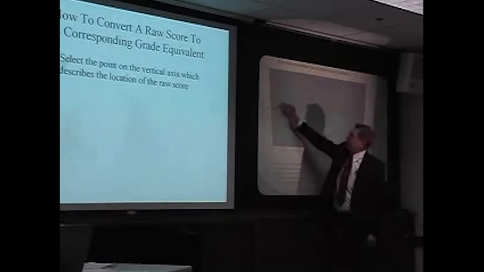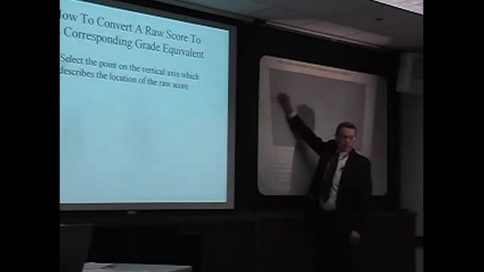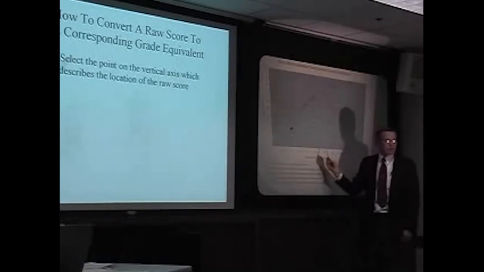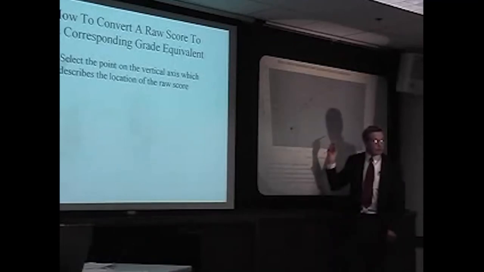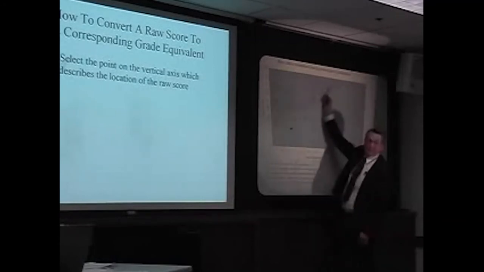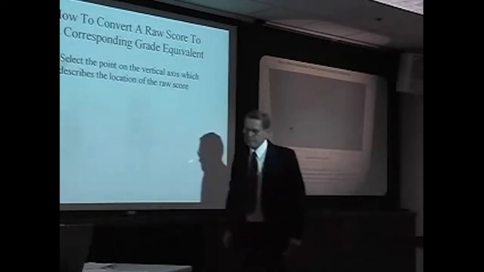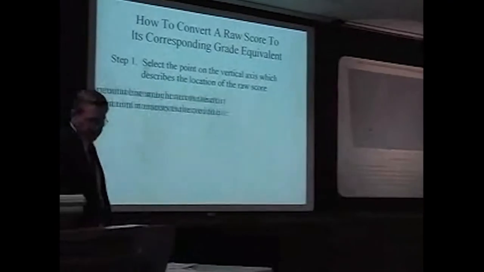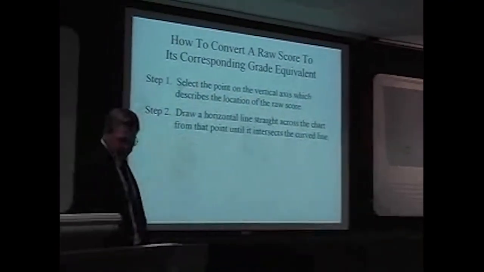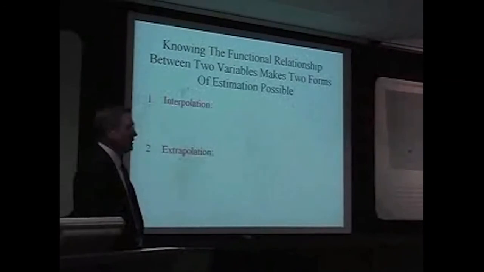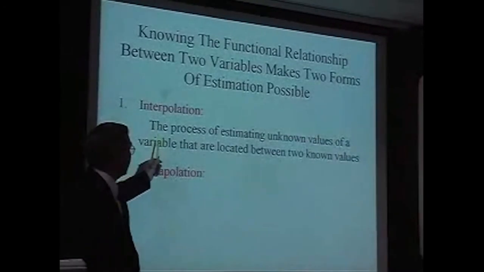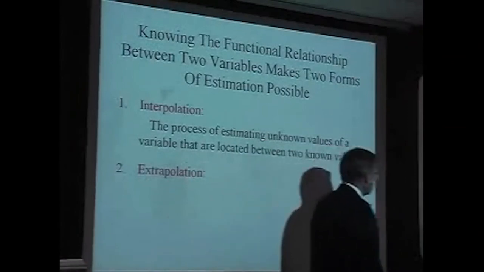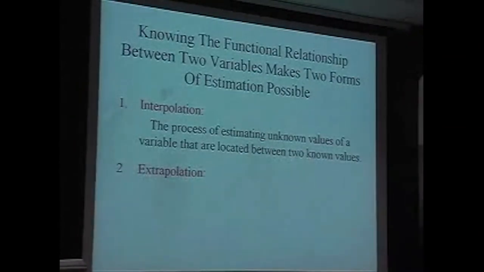Now you can do that for every score along here. You can draw a line across and bring it down and get the corresponding grade equivalent. For some of these up here, 2 raw scores are going to have the same grade equivalent. In fact, sometimes 3 or 4 of them. Just because they're so close together on this line over here. That's the basic principle of how you make this conversion. We draw a horizontal line straight across, then we drop a vertical line, and then we interpolate. That's the process of estimating unknown values that are located between 2. So we interpolate in between here.